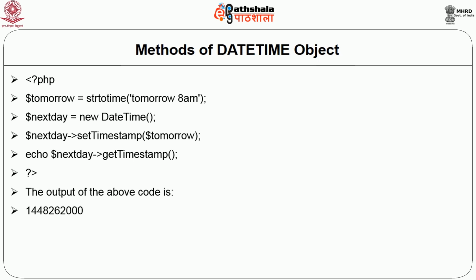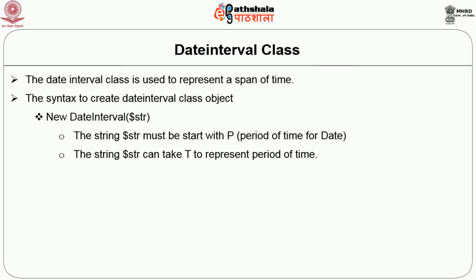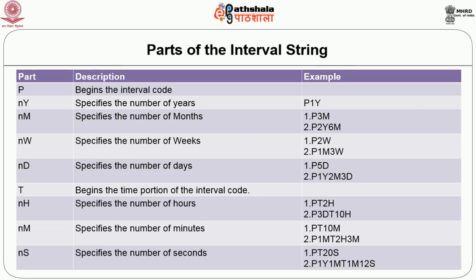Now the next point is the DateInterval class. This is used to represent a span of time, and the syntax is new DateInterval, and you can provide a $string. The string must start with P for period of time, and it can take T to represent a period of time. These are some of the examples that I have shown here. If you write P2Y, that means 2 years. If you write P3M, that means 3 months. P2Y6M means 2 years 6 months. In the same way, number of weeks, number of days, etc.